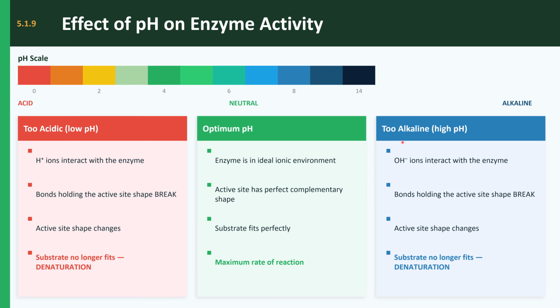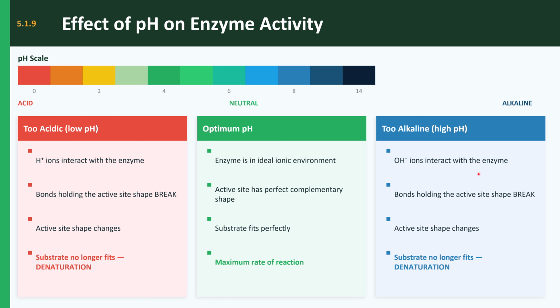Now, to alkaline, high pH, the blue box. The same thing happens on the opposite end of the scale. In a too alkaline environment, high pH, OH negative ions interact with the enzyme. Again, those critical bonds break, the shape is lost, and the substrate is locked out. This is also denatured.